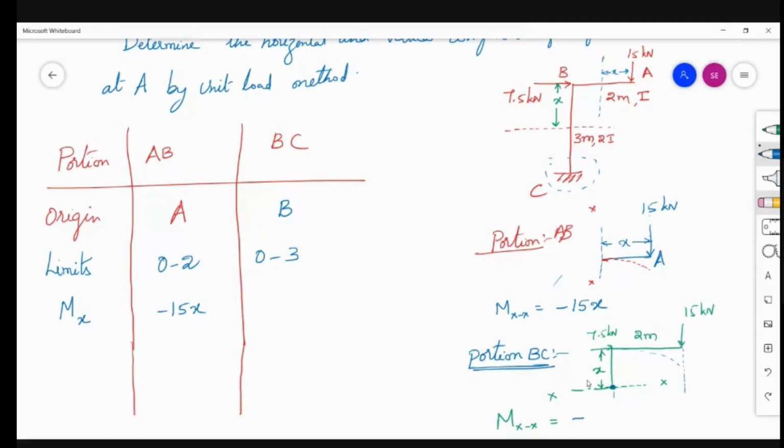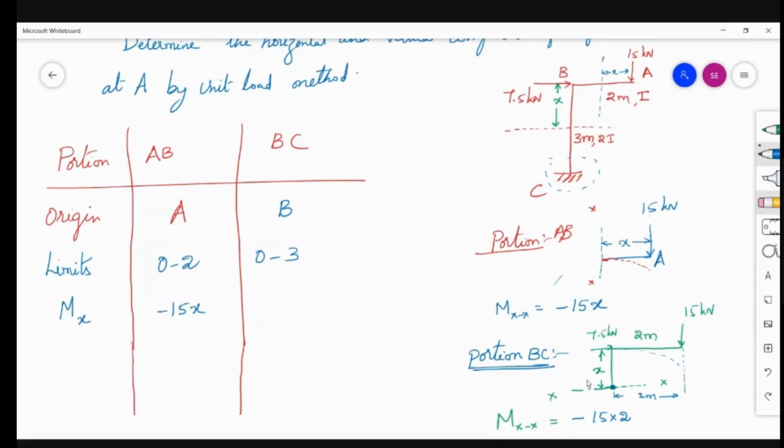So 15, this is the line of action of the load. This is the point. This distance is 2 meters. Load multiplied with the distance will give you the moment. 15 into 2, so minus 15 into 2. Putting my moment at section XX, which is minus 15 into 2.